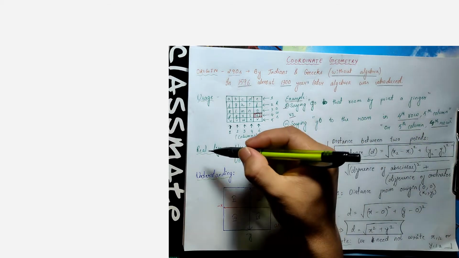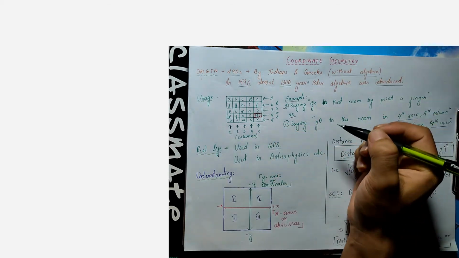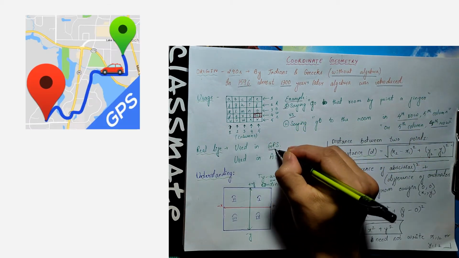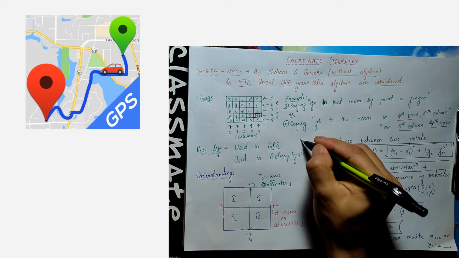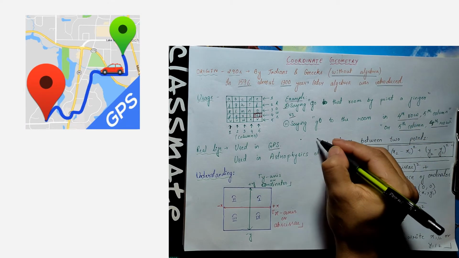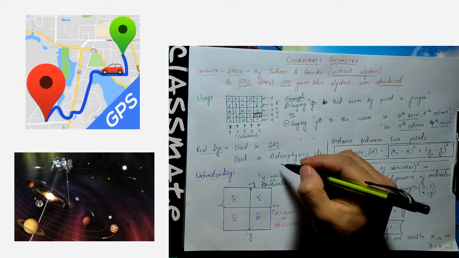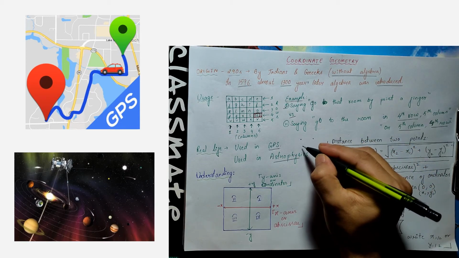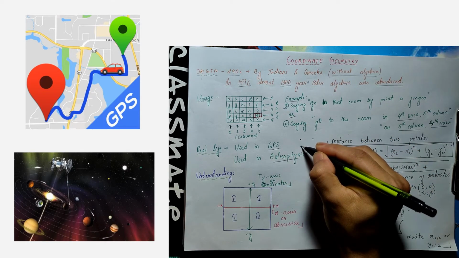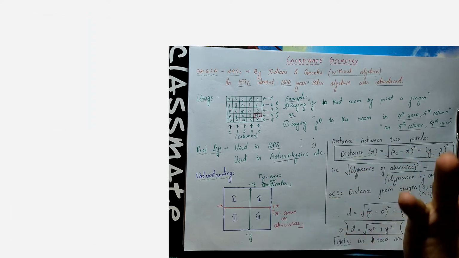Let us also see some real life examples where coordinate geometry is used. Coordinate geometry is used in GPS to pinpoint your exact location or the exact location of your destination. For example, it is used in Google Maps. It is also used in astrophysics to pinpoint the exact location of a planet or a black hole, and so on.